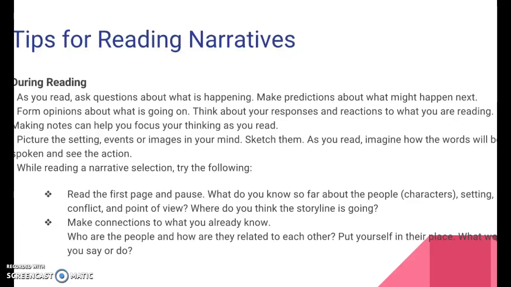While reading a narrative selection, try the following. Read the first page and pause. What do you know so far about the people, characters, setting, conflict, and point of view? Where do you think the storyline is going? Make connections to what you already know. Who are the people and how are they related to each other? Put yourself in their place. What would you say or do?